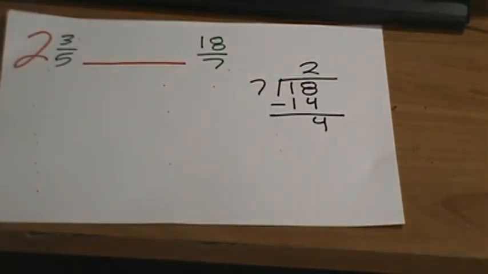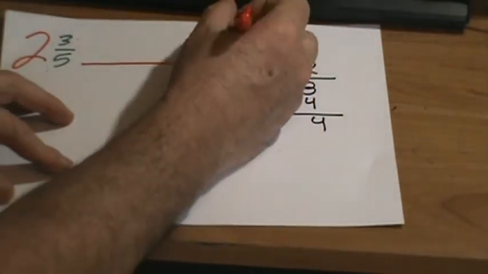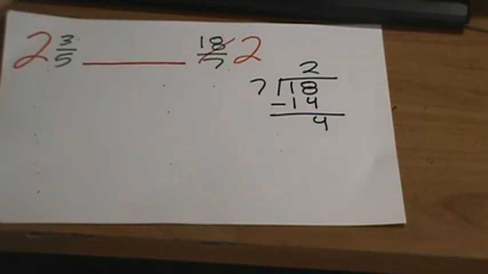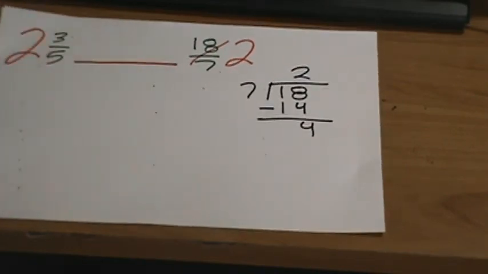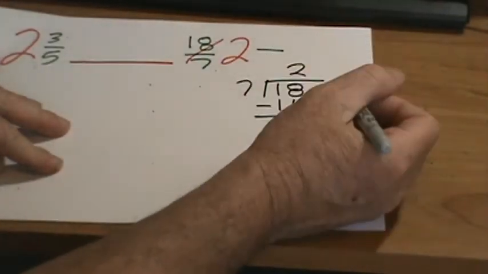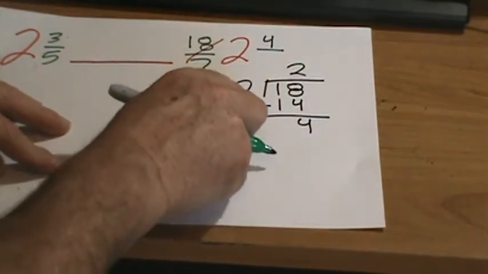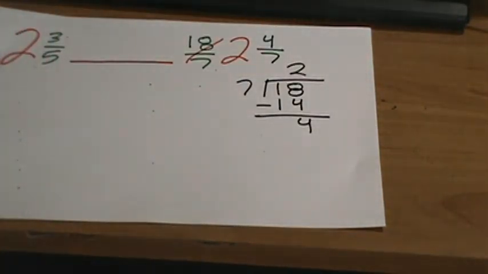So remember on Snopes how this works out. The answer, the quotient, is the whole number, 2. And the numerator is the remainder. And then, of course, the denominator stays the same. So we're comparing 2 4/7 and 2 3/5. Wow! Think about it. This is going to be kind of a difficult one.